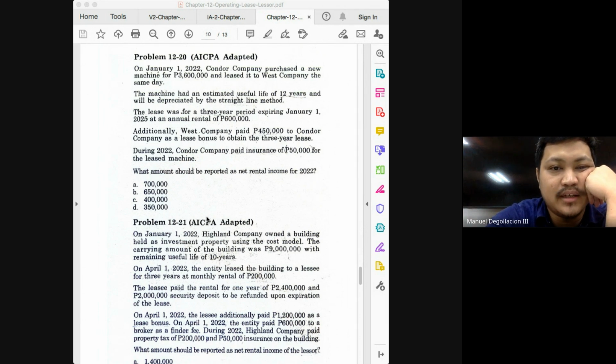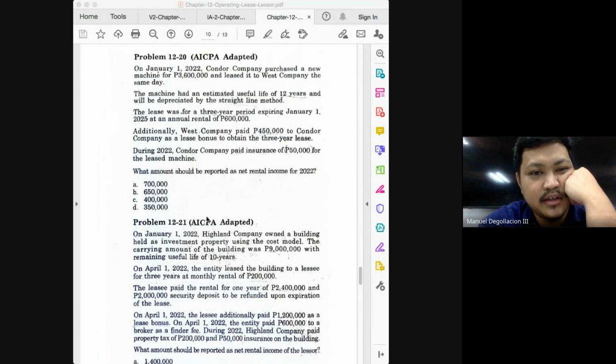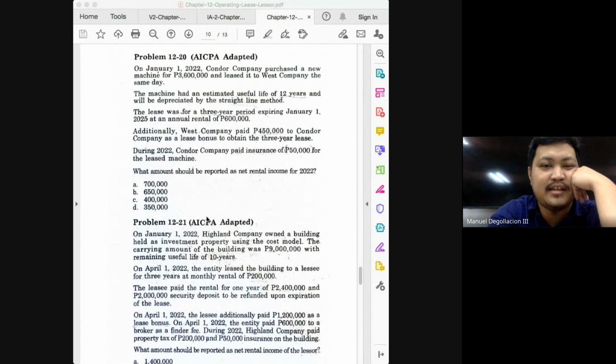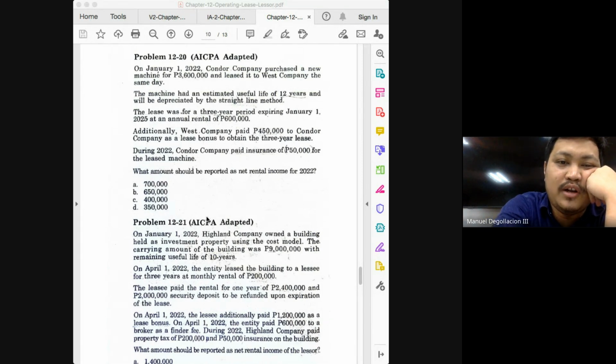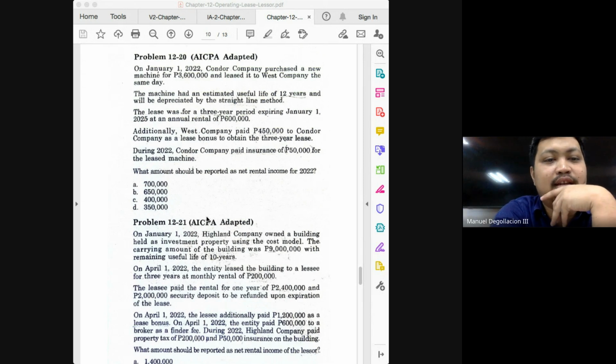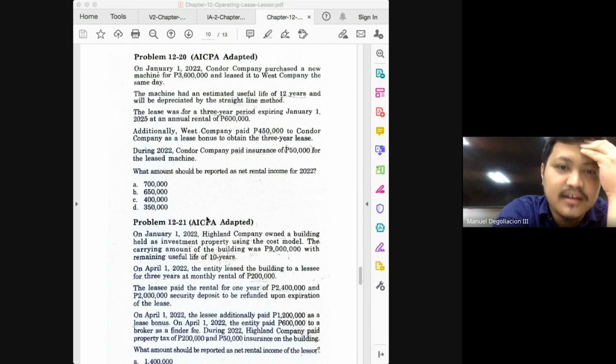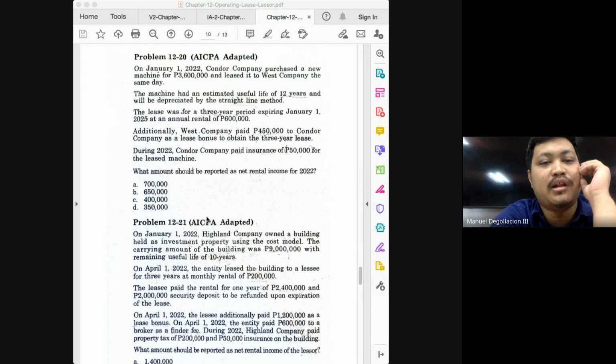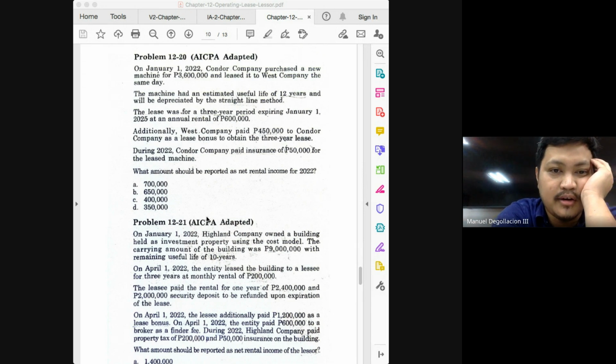West is the lessee. So, how do we treat the 450,000? Reduction to our rental income or additional source of income? Additional source. But will this be recognized outright in full? No, this would be spread out over the lease term. So instead of taking the total, you just divide the 450 over 3 years. 450 divided by 3 would be 150, and that would be the additional rental income every year. So total rental income would be 750.